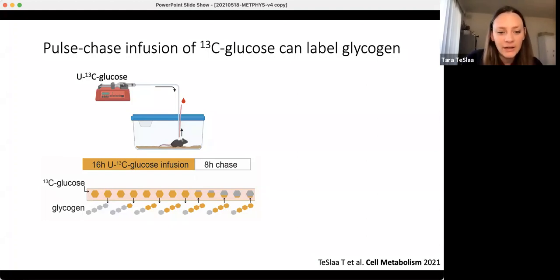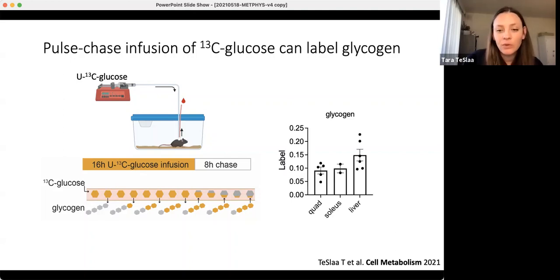And during this time, the circulating glucose will lose its labeling, while the glycogen, which has a much slower turnover, should maintain labeling. And when we collect tissues, hydrolyzed glycogen, and look at the labeling, that is exactly what we see. We can see that there is labeling maintained in the glycogen pools in the muscle, the liver, and in other tissues.